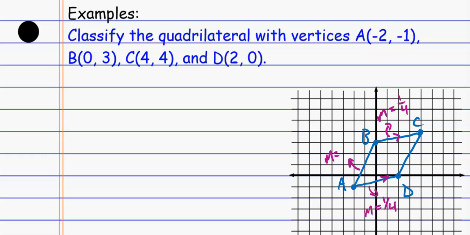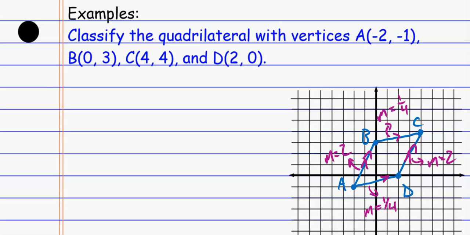That's up 1, 2, 3, 4 over 2. So that's a slope of 2. On the other side, that's up 4 over 2. So that's a slope of 2. So these sides are also parallel. And so right away, I can tell that this thing is a parallelogram because the opposite sides are parallel. That's the definition of a parallelogram.